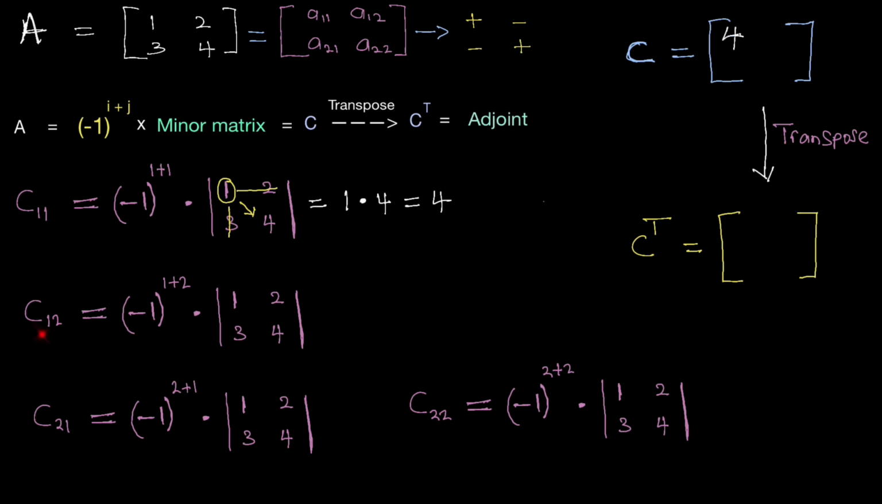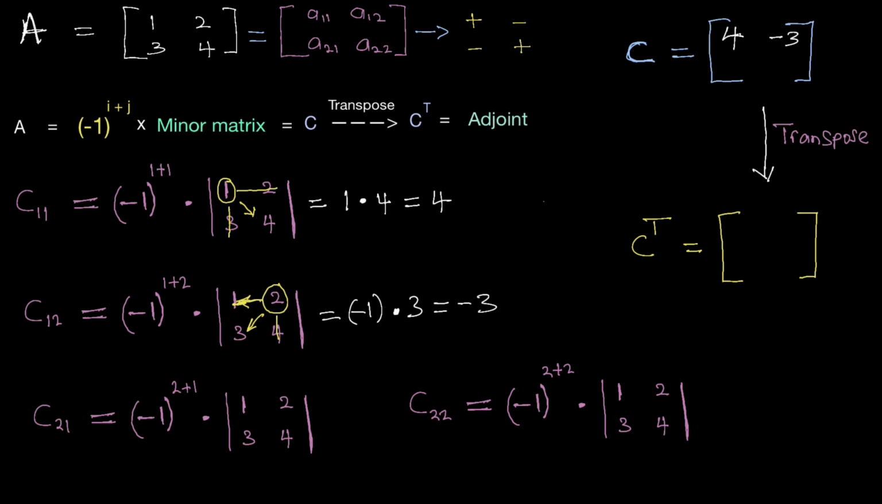We need to do C12. We want to find the cofactor for that one. Again, we multiply -1 to the power 3. That's an odd number, so that would be -1, and we multiply that by the minor matrix for 2. We draw a line there, draw a line, and this is the minor matrix for 2. That will be times 3, and that equals -3. We populate the cofactor element, and that would be -3.